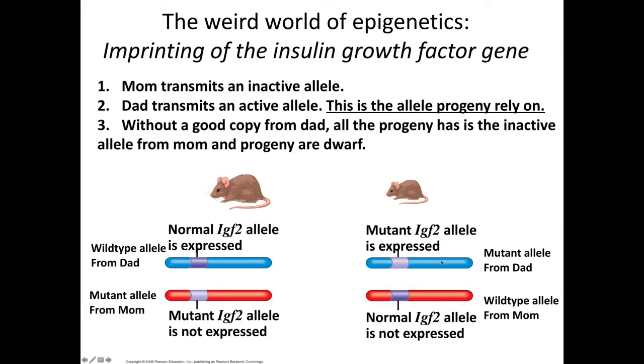However, in this particular case, we have the mutant allele from dad, all right, shown in purple here. And this mutant allele isn't expressed sufficiently. But then you have a normal allele shown in dark purple, but this is coming from mom, and she turns it off. So this little mouse doesn't have any expression of IGF2. That's why he's a dwarf. Why the heck would this system of gene expression exist?